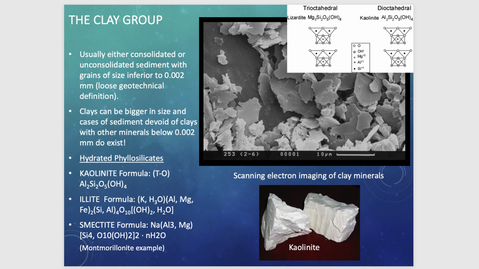If we complicate things further, we get into the clay world. We have two examples here, lizardite and kaolinite, with very similar compositions, but kaolinite is more aluminum dominated. So you have an example here of kaolinite. Usually clays are made up of very small particles, so you tend to have very massive rocks in which you cannot really recognize the crystals because they are so tiny.